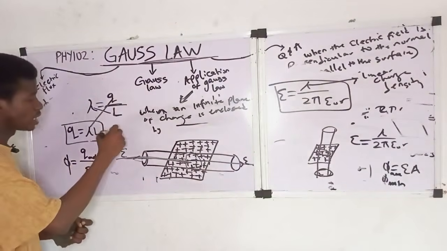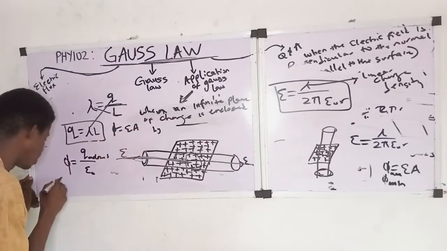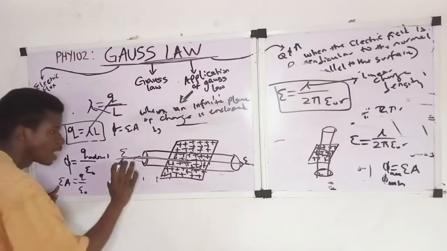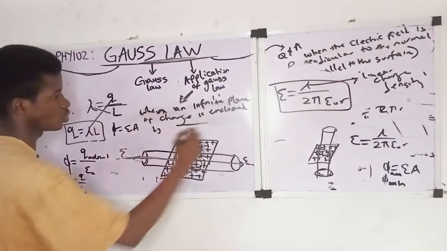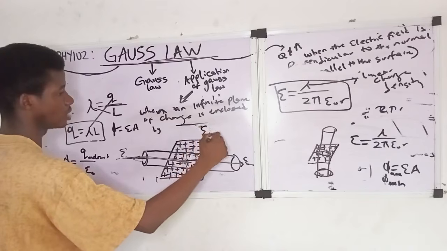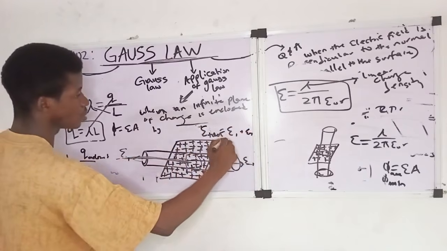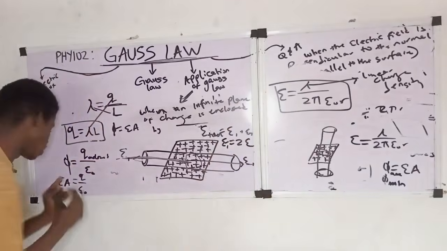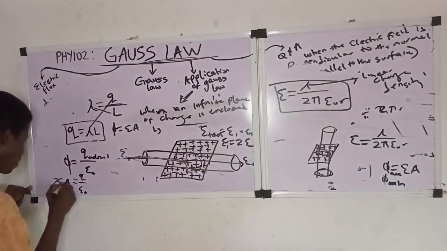Now, electric flux is equal to EA, right? So in place of flux, we put electric field times A is equal to charge enclosed divided by E naught. If you look at it very well, there are two electric fields, E1 and E2. So the total electric field here is E1 plus E2, which is 2E. So in this place, we put 2E.